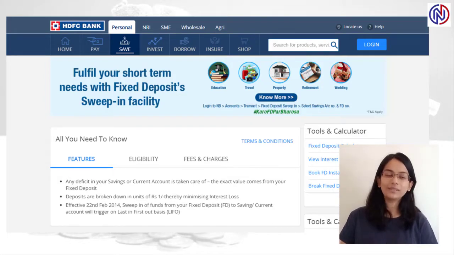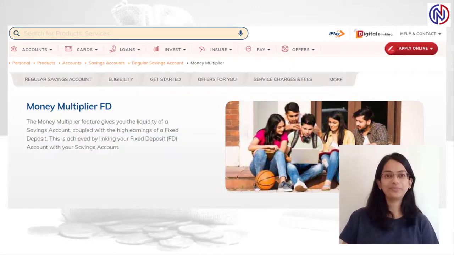So what essentially happens in this kind of facility is you can tell your bank that any amount in your savings account, if it goes beyond a particular limit, the bank should automatically create a linked fixed deposit. So let's say I have a balance of 50,000 rupees in my savings account and I know that generally I don't need anything more than 10,000. So I can go to my bank and say, bank, any amount more than 10,000 rupees in my savings account, please automatically create a linked fixed deposit or a flexi deposit.